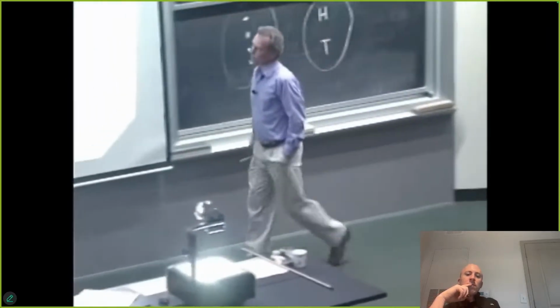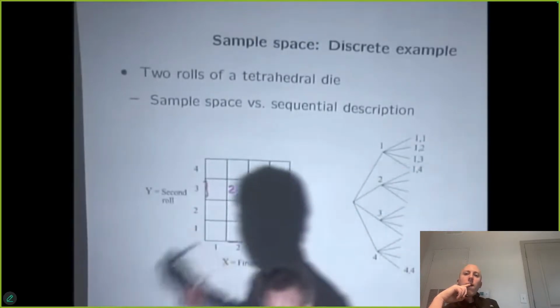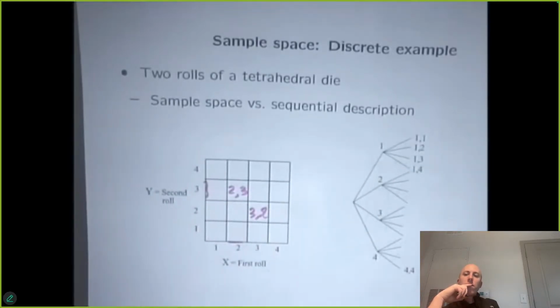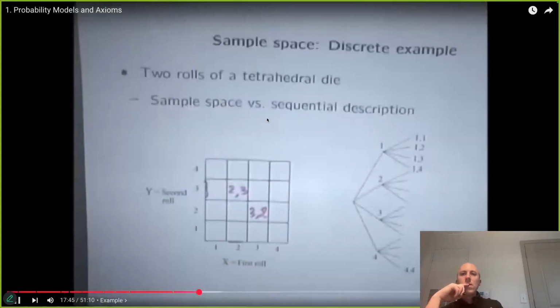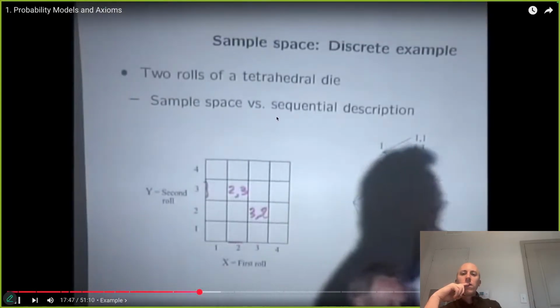It has a total of 16 elements, and it's, of course, a finite set. Sometimes, instead of describing sample spaces in terms of lists or sets or diagrams of this kind, it's useful to describe the experiment in some sequential way.